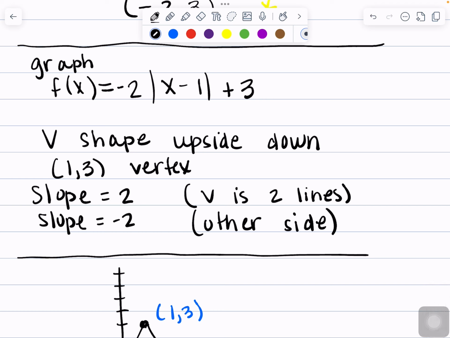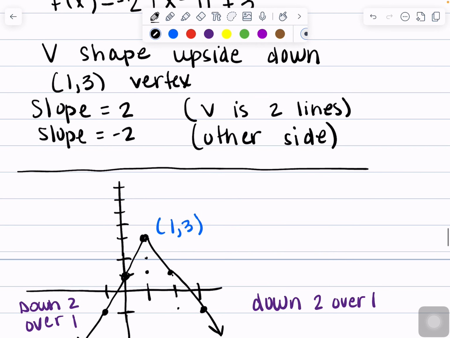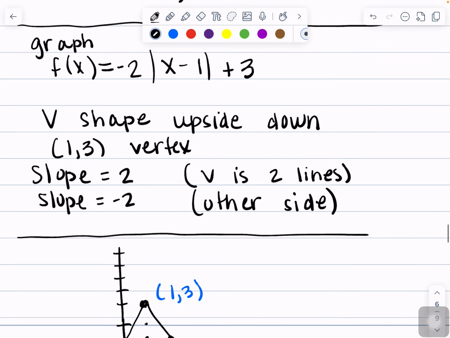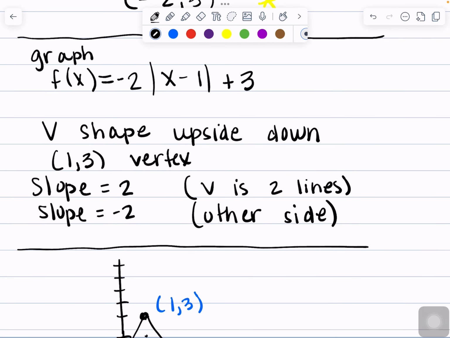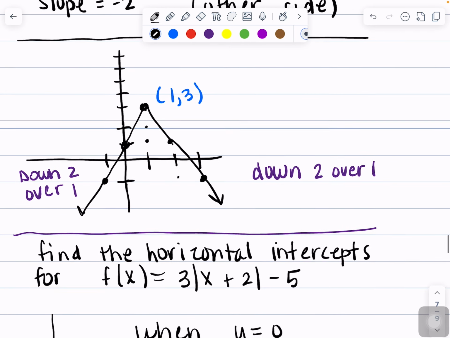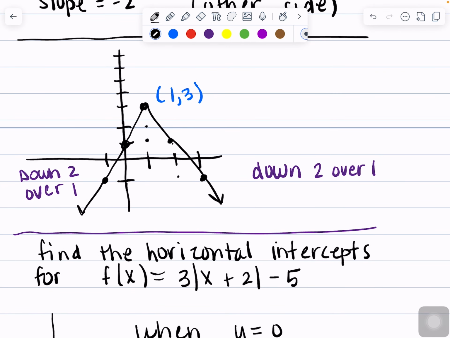Graph. A negative absolute value is our V turned upside down. Opposite of inside tells us positive 1, and the outside tells us positive 3. That's our vertex. A slope of negative 2 out front turns it upside down, and the 2 means a slope of 2. So from the vertex, we go down 2 over 1 in both directions.